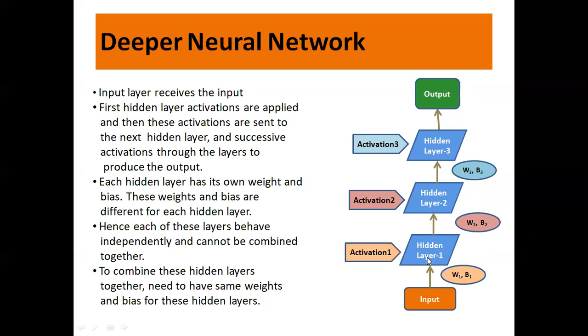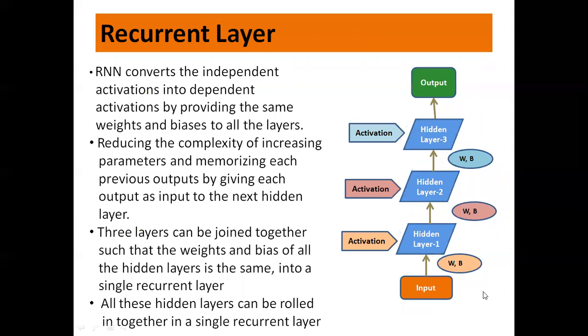Now, to look at the diagram carefully, each hidden layer has its own weight and bias. You can see for hidden layer 1, we have W1 as weight and B1 as bias. And similarly, each hidden layer has its own weight and its own bias. Hence, each of these layers behaves independently and cannot be combined. Why independently? Because it has its own weight and bias, its own activation. So they are independent of each other, right? Now, if you want to combine all these hidden layers together, what is required? You need to have the same weight and same bias at all the hidden layers, fine?